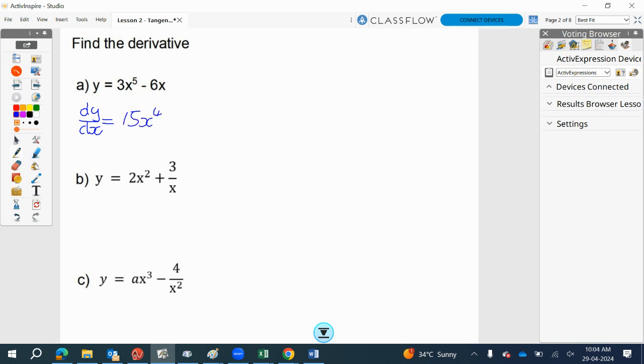15x to the power of 4 minus 6. So the second one, what's the derivative of y with respect to x going to be here? 4x minus 3x to the power of -2. Yeah.